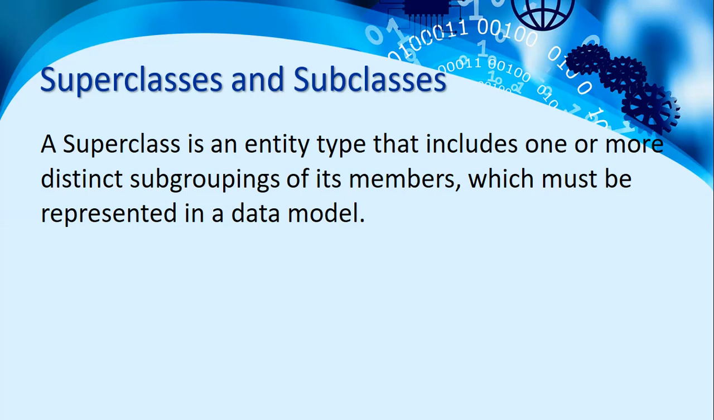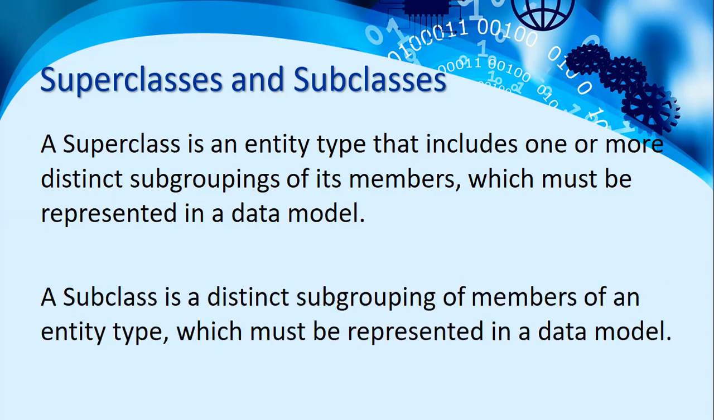As for the subclass, it is a distinct subgrouping of members of an entity type, which must be represented in a data model. So a subclass is just a subgrouping of members of an entity type that were based from its superclass. But anyway, let's have this example in order for you to grasp the concept of superclass and subclasses.